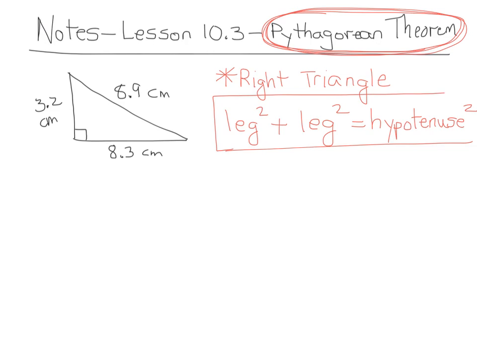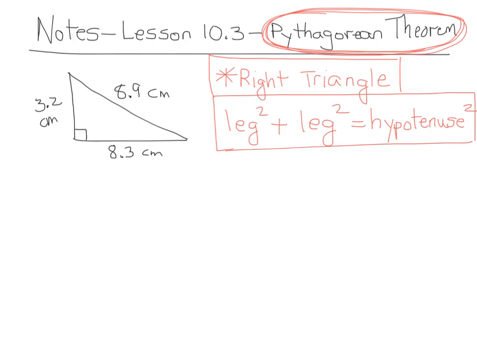Now, if I'm going too fast, pause the video. You can rewind or re-watch. So, I highlighted in red everything that's important. The Pythagorean theorem only works in right triangles, and it works in every right triangle. And the measurement of the leg squared added to the length of the other leg squared will always equal the hypotenuse squared. Okay, so what in the world is a leg and a hypotenuse?